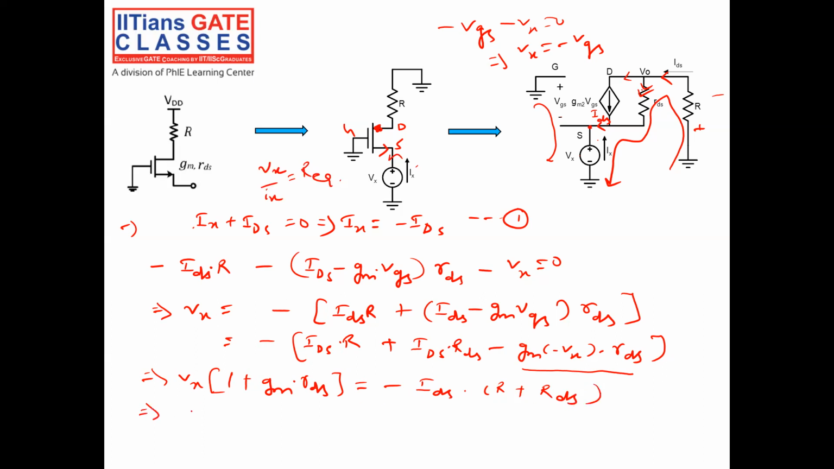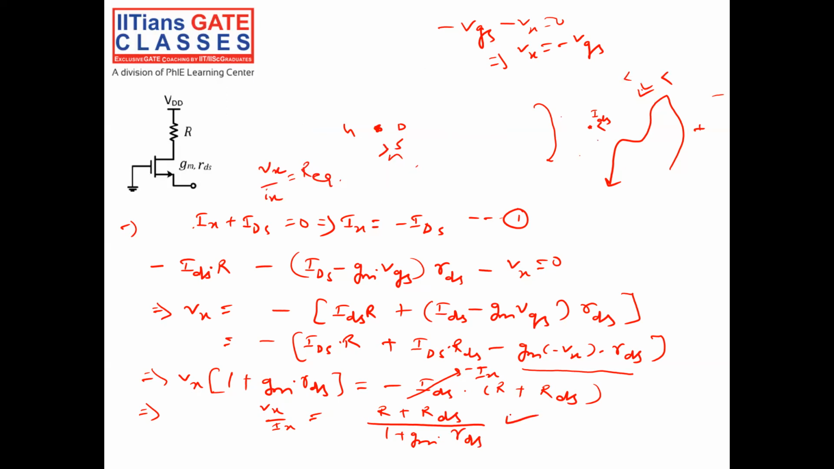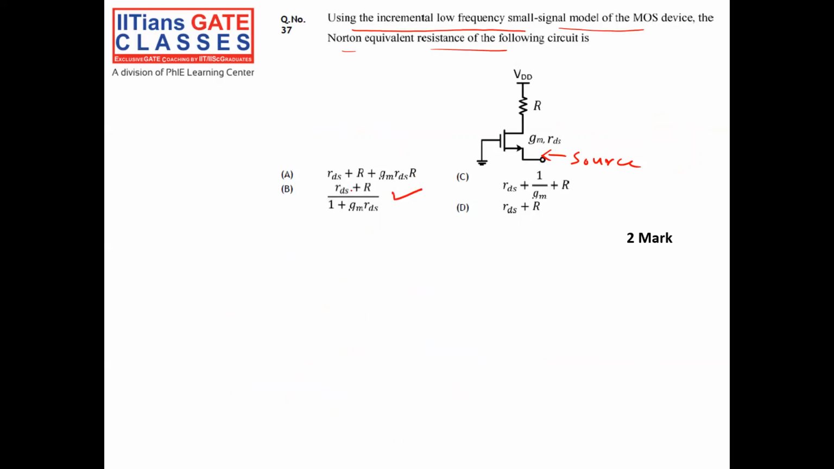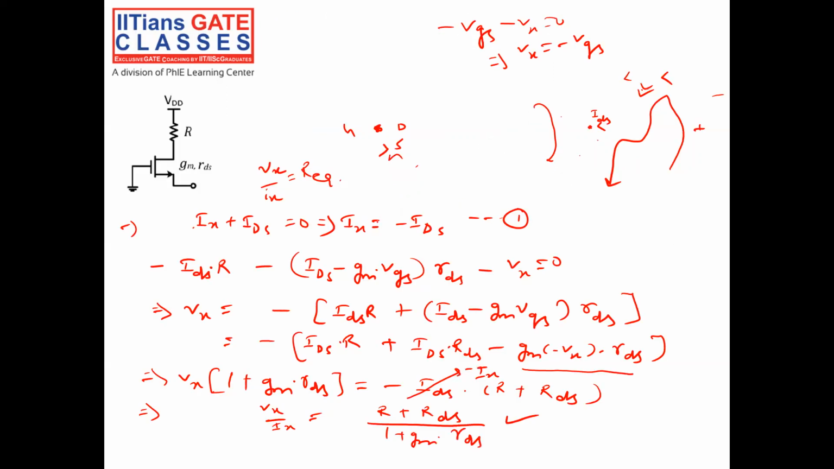This implies, and we know IDS is nothing but, already I know, minus Ix. So let's replace this with minus Ix. Okay, so Vx by Ix is equal to R plus RDS divided by 1 plus gm into RDS. This is my answer. You see, this is my answer: RDS plus R by 1 plus gm into RDS. Okay.